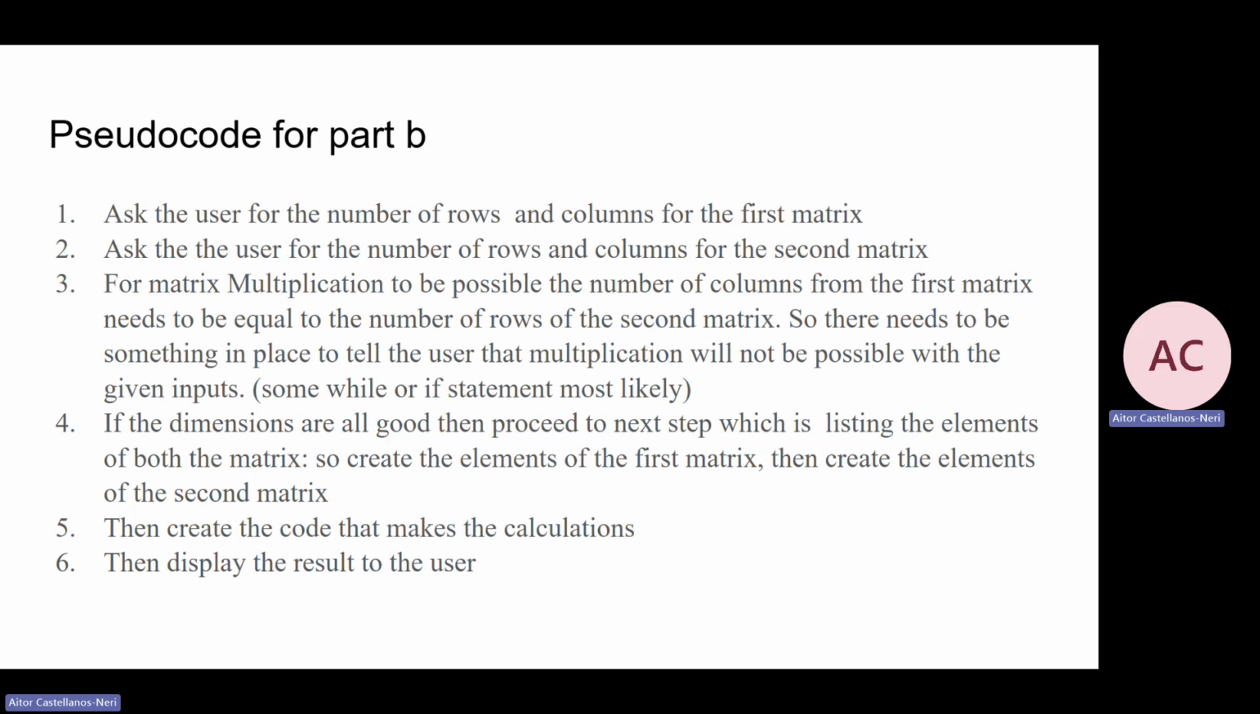Which is actually listing the elements of the matrices. So we list the elements of matrix A and then matrix B, and after that, we can save those, and we can actually create the code that makes the calculations that multiplies those. And then for this to actually be useful to the user, we need to display that result. And yeah, so this is more of my listing pseudocode.